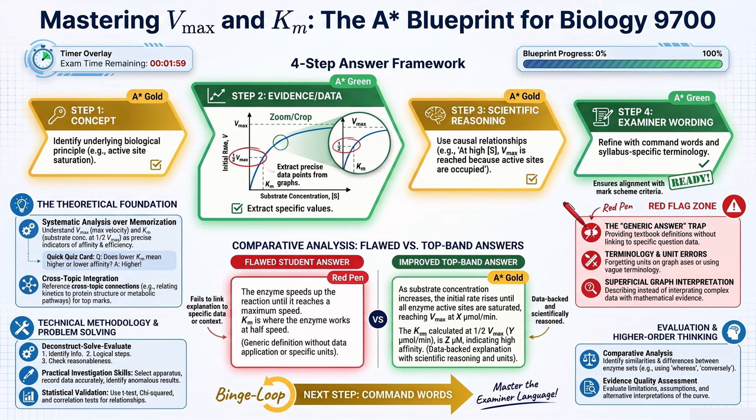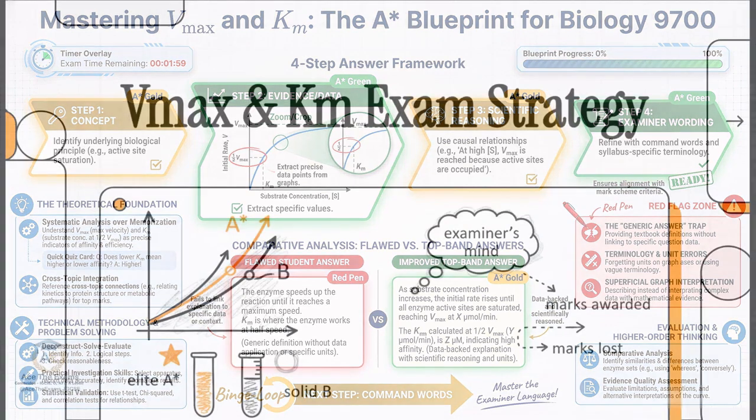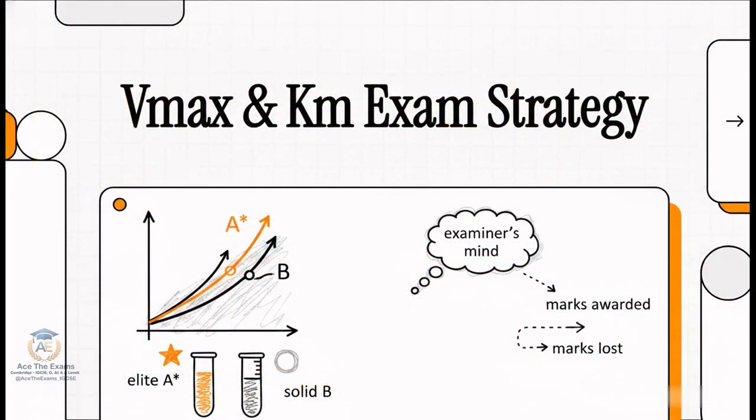All right, let's dive right into this explainer. Welcome to our Biology 9700 Vmax and KM exam strategy autopsy. Today, we are going to expose exactly what separates a solid B grade from an elite A star when you're tackling Vmax and Michaelis Menten constant questions in your Cambridge exams.